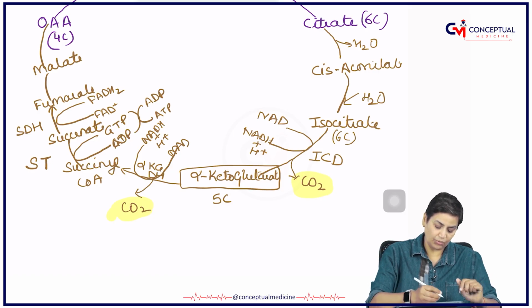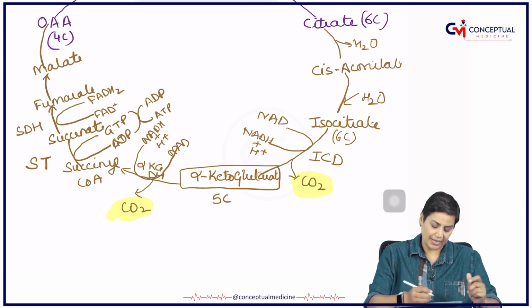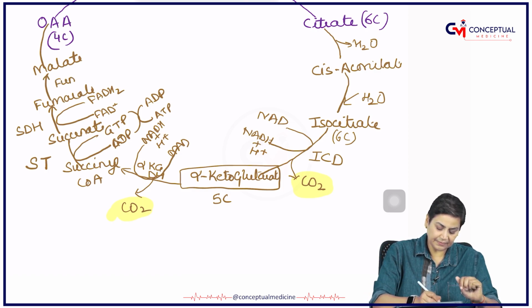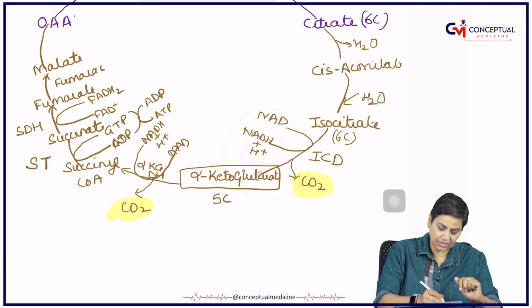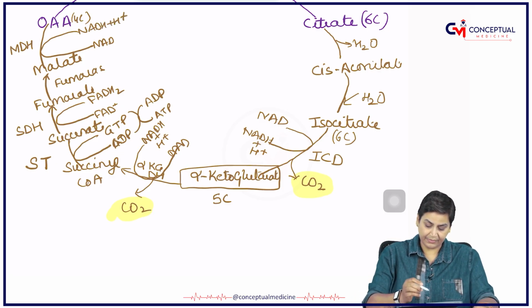Then fumarate and malate are actually isomers linked to each other, so I can simply say the enzyme is fumarase. And oxaloacetic acid is produced by a dehydrogenation reaction. So I can say that again the enzyme is malate dehydrogenase, and NAD will be converted into NADH plus H positive. Now looking at the enzymes, I'll just highlight the enzymes.